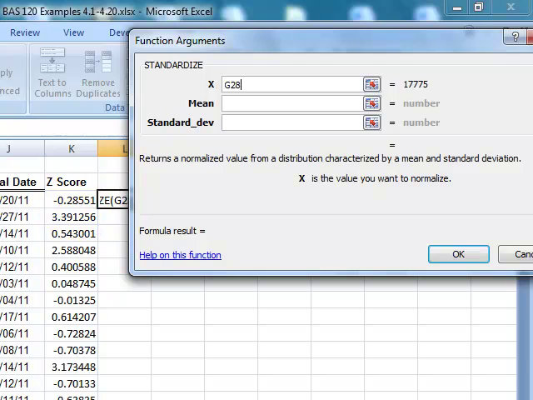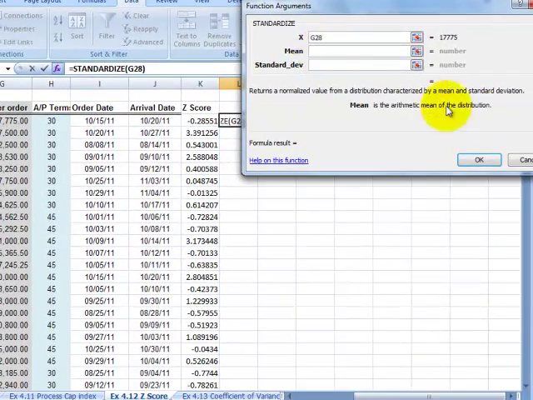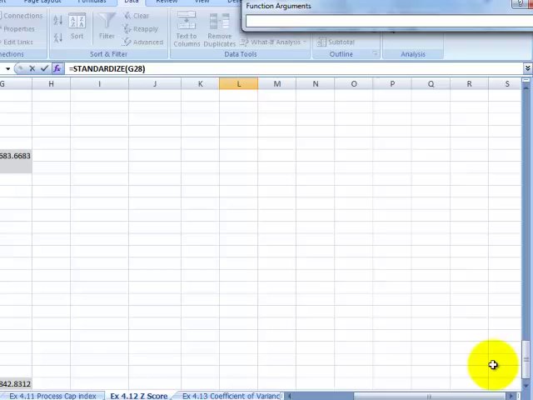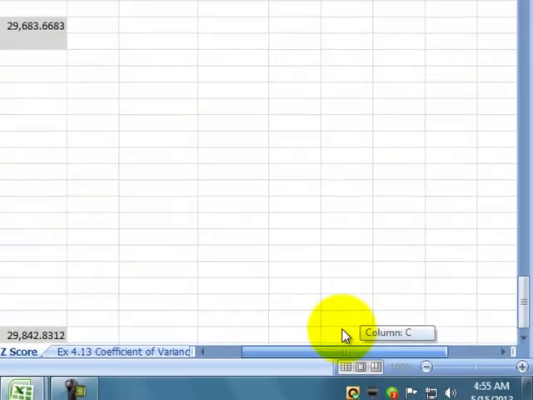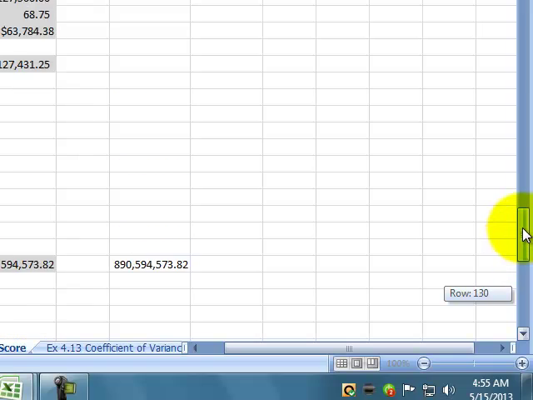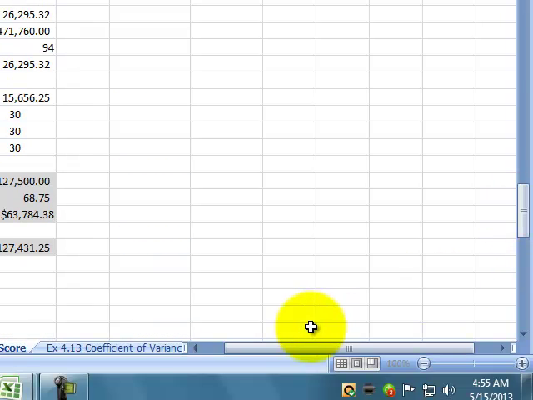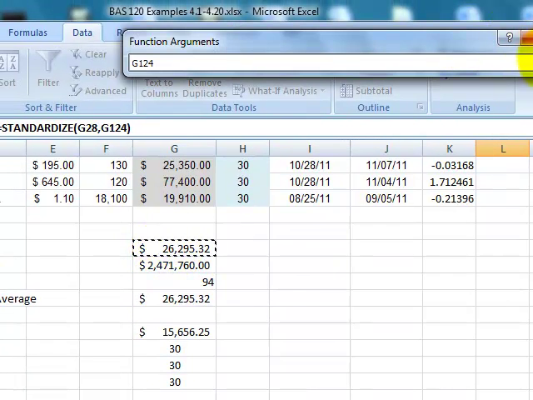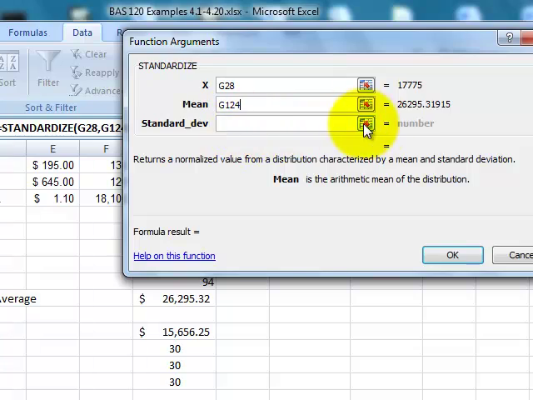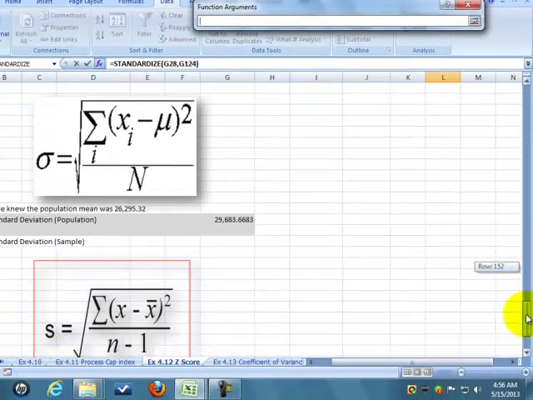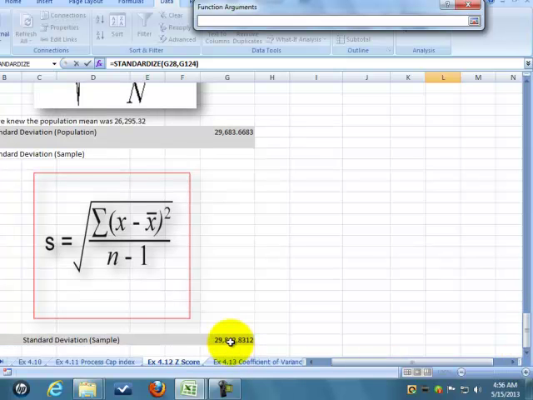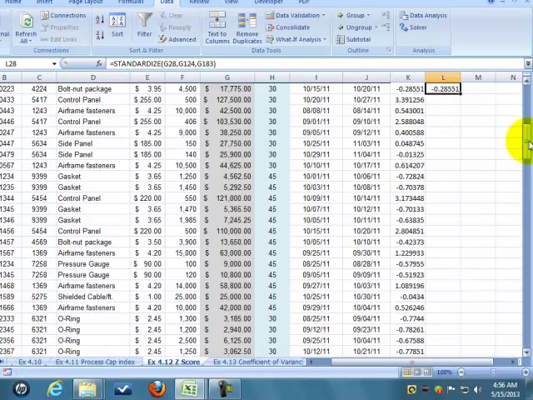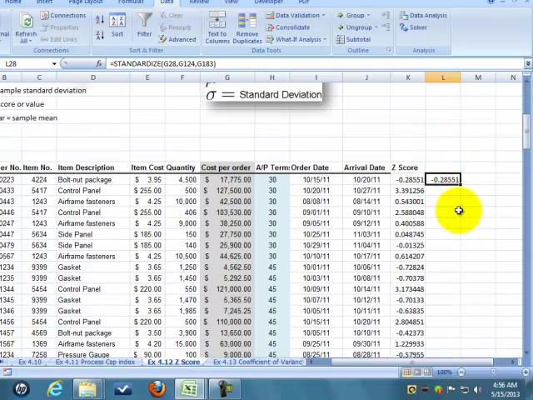My x is this right there. What is my mean? Well, we calculated the mean earlier, so let's go find that mean that we calculated. There's our mean. And our standard deviation. We want the standard deviation for a sample, which is right there. We hit OK. And you see we get negative 0.2 standard deviations.